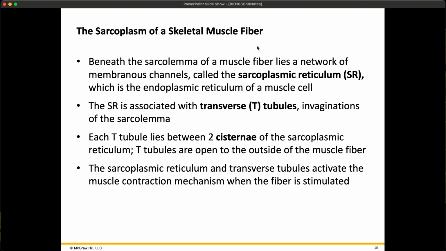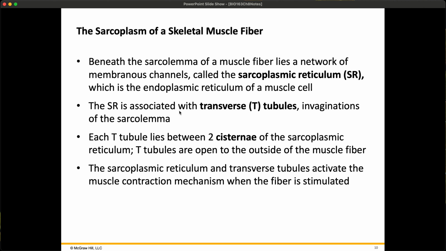So now let's look at the sarcoplasm within a skeletal muscle fiber. Underneath the covering, underneath the sarcolemma, you have this sarcoplasmic reticulum, these channels in a tube system. Remember, reticulum kind of refers to this tube network. And the sarcoplasmic reticulum is filled with calcium. We'll see that. They're filled with calcium.